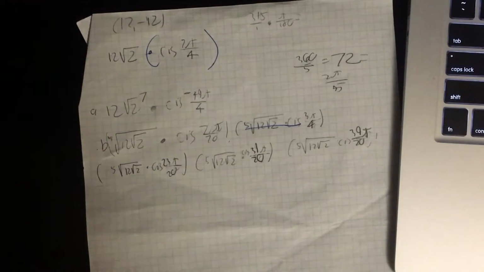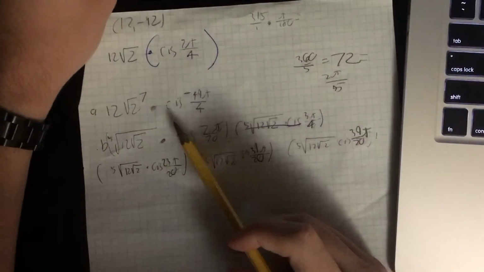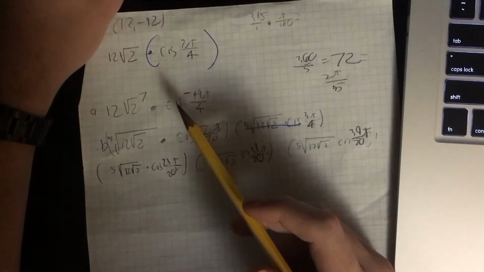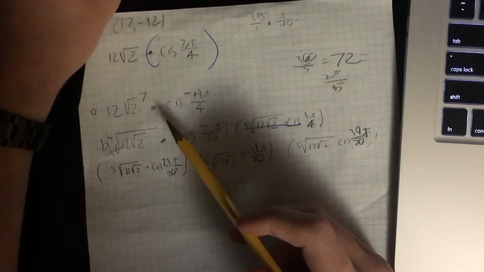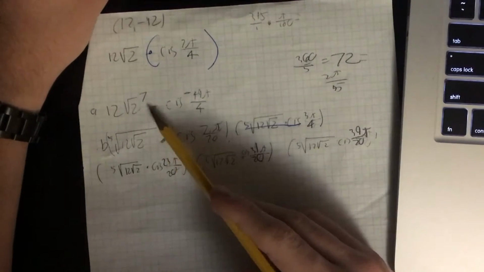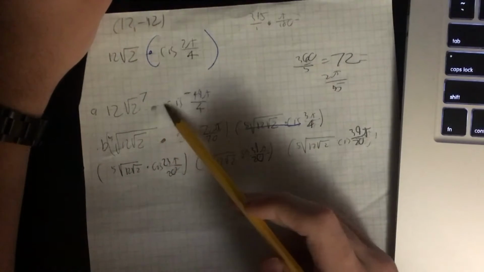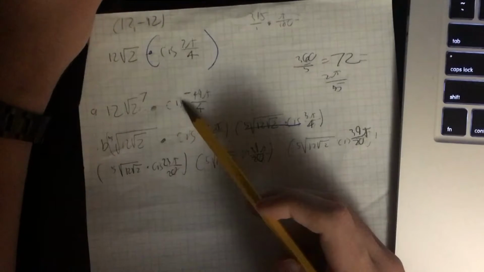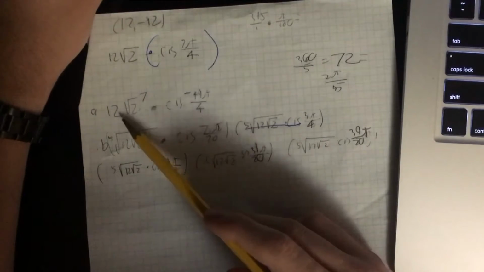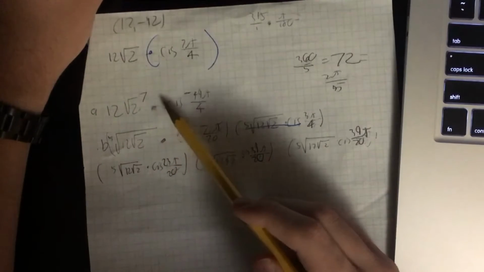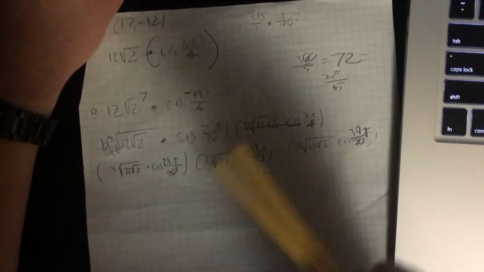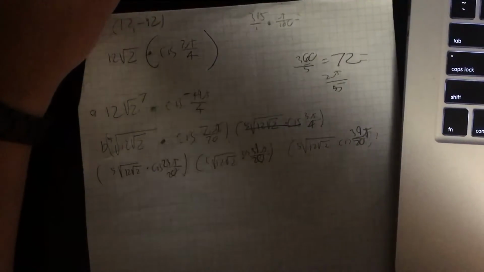So the problem's asking us, using de Moivre's theorem, to raise it to the 7th power. To do this, we put the modulus to the 7th power, as you can see right here, but you multiply the argument by 7. So the equation would be 12 radical 2 to the 7th times cis 49 pi over 4. That's raising it to the 7th power.